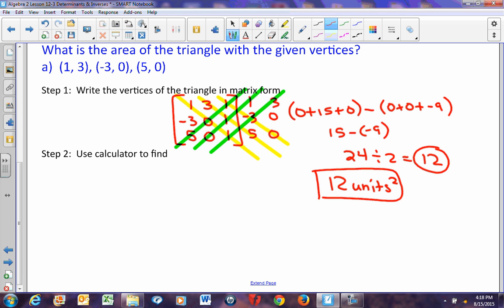And again, I'll walk you through that in class. Done. Okay, that's determinants. Now to find inverses.